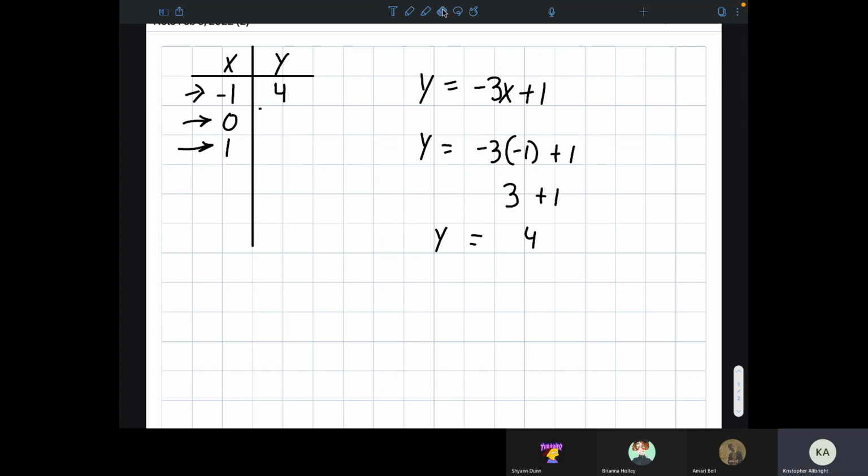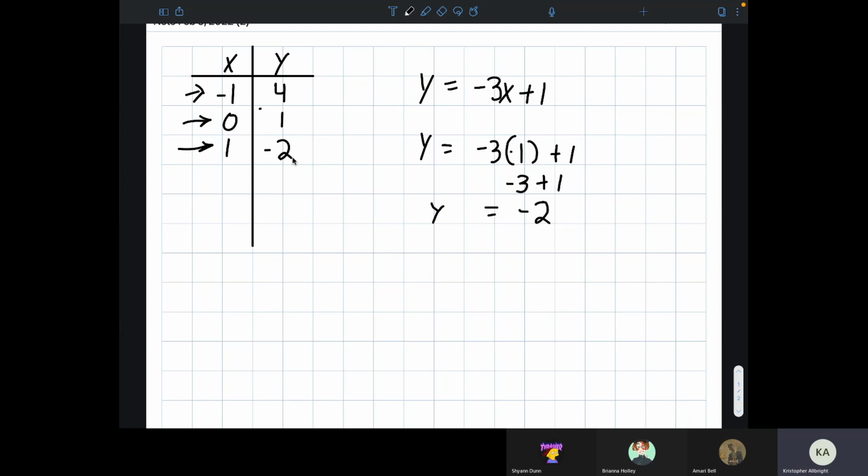So now if we plug in 0, we are going to get 0 plus 1, 1 equals y. So we get 1 there. And then we plug in 1. So -3, because -3 times 1, and it's going to give us -2.